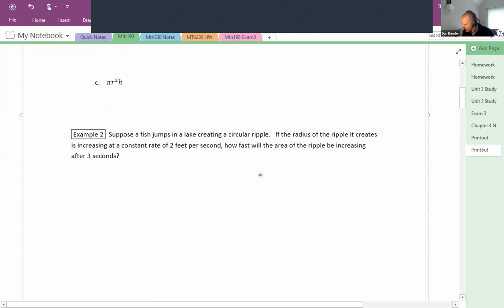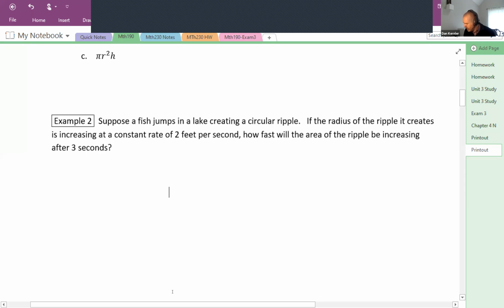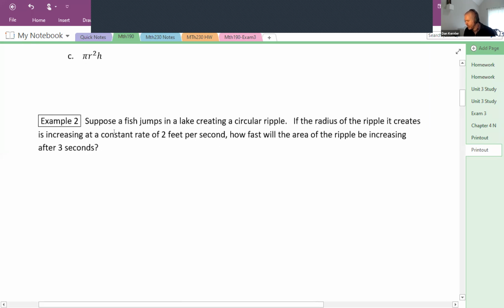We'll start with a simple one here. When I say simple, that is a relative term. I mean simple for this section. Not that this is an easy problem, but for this particular section, this is a relatively simple one. Suppose a fish jumps in a lake and creates a circular ripple. If the radius of the ripple increases at a constant rate of 2 feet per second, how fast will the area of the ripple be increasing after 3 seconds?